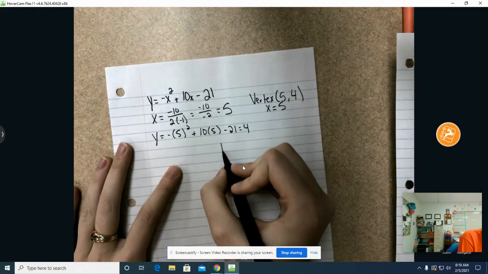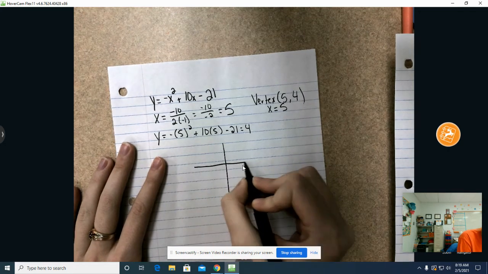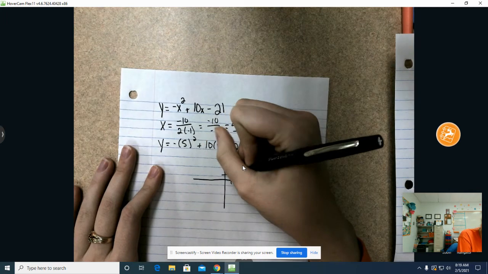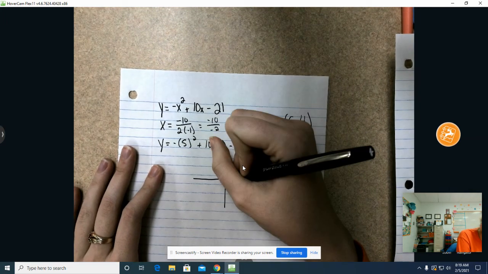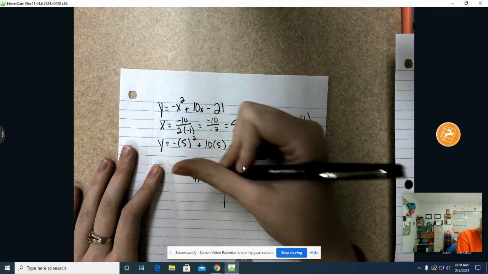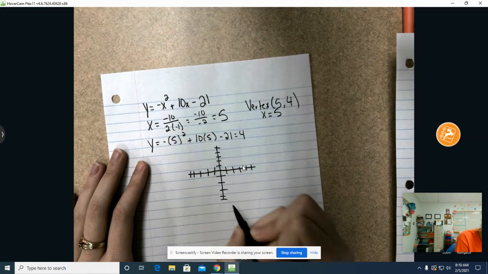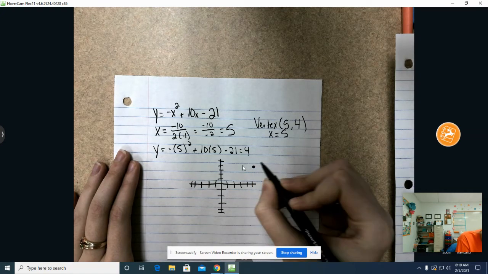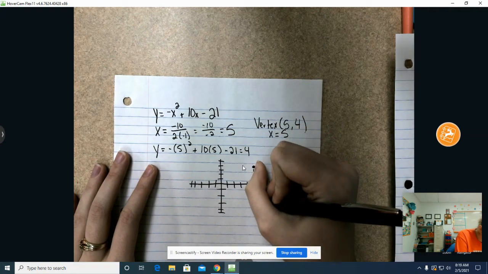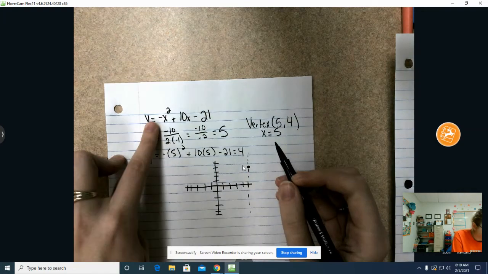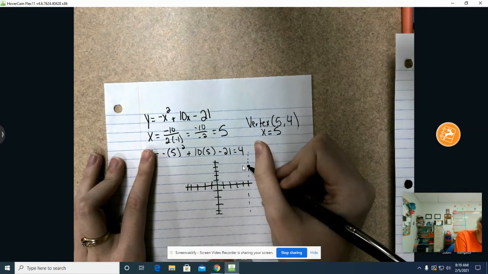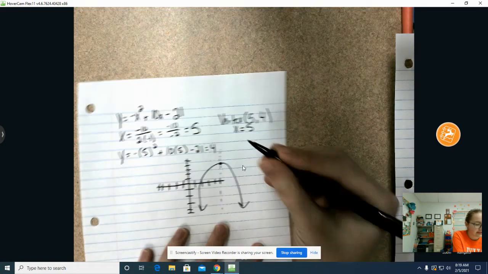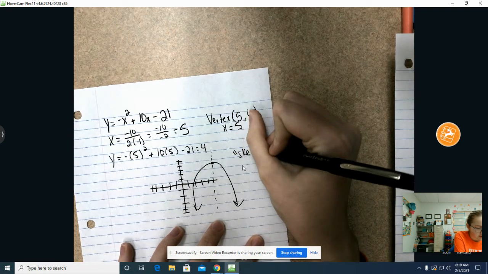And then if we just wanted to sketch this graph, we would count over 1, 2, 3, 4, 5. So we'd be at 5, 4. Our axis of symmetry is here. And our a is negative, so we know it's opening downwards. So we'd have something that's going like this. So this is, again, just a sketch.